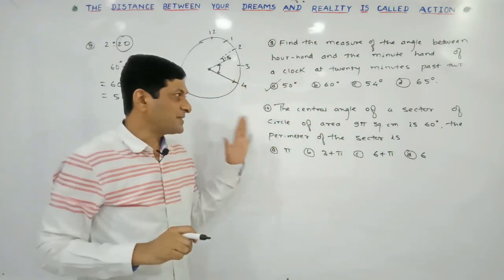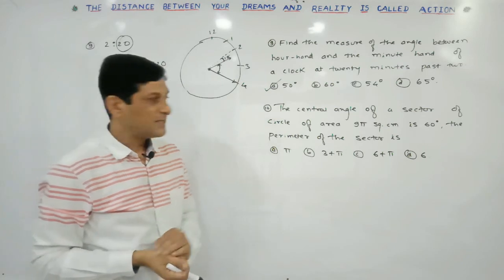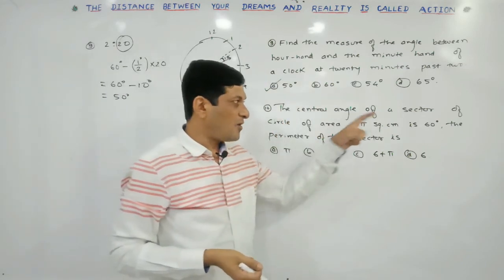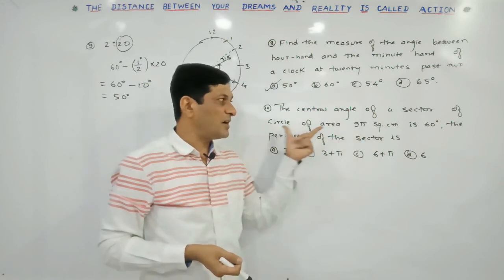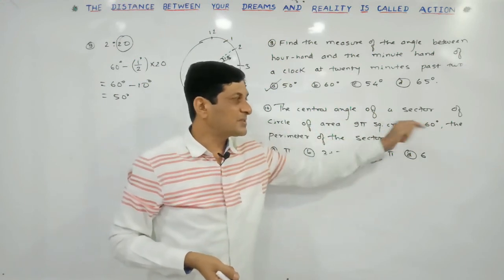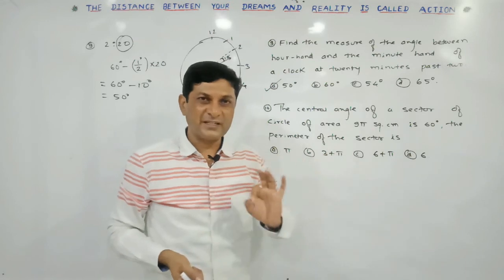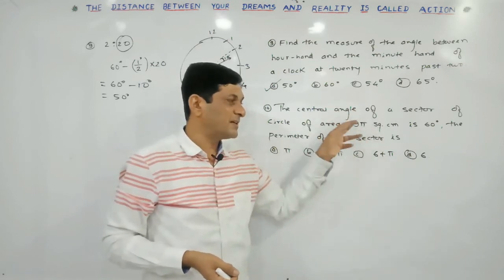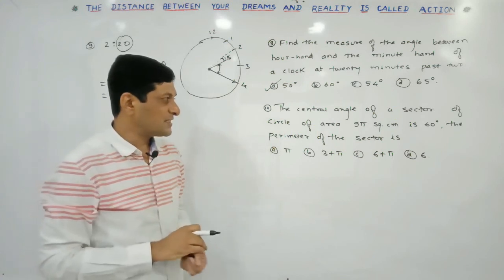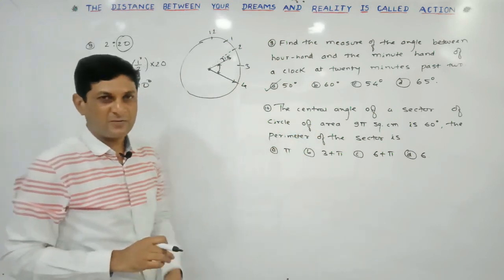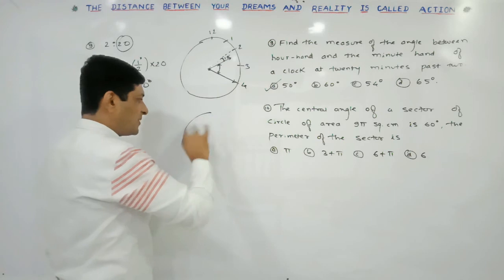Now observe the last example from question number 1. The central angle of a sector of a circle, the area of the circle, is 60 degree, meaning the central angle of the sector is 60 degree, and the area of the circle will be equal to 9 pi. These are two given conditions. Using these conditions we have to find out the perimeter of the sector. So let us try to understand it.